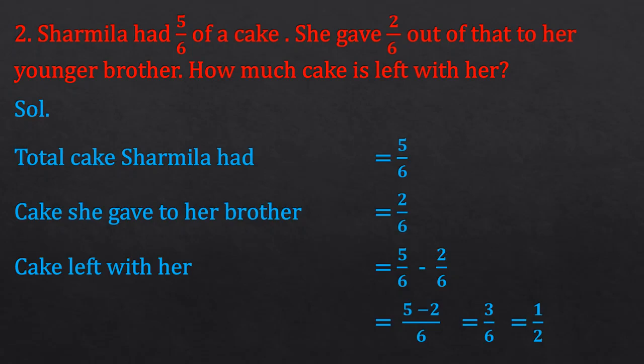Second step, retain the denominator. Denominator will remain 6. Don't write 6 minus 6. You write the common denominator one time only, so it is upon 6. So 5 minus 2 is 3, then upon 6. And reduce it to simplest form, it is 1/2. So how much cake is left with her? That is 1/2.